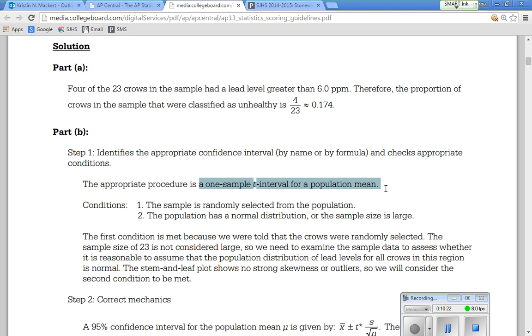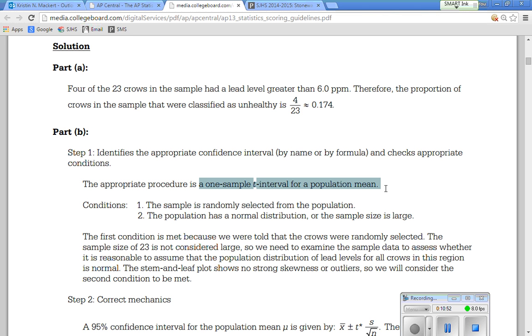All right. There were two conditions for a t interval. Random selection. Does it say that it was randomly selected? I think it does. And we have to check the nearly normal condition. Notice what condition they're missing. The sample size is less than 10% of the population, right? They didn't even ask to check that. If you did, that's great. But you had to check for both of these. Interesting. Nearly normal, or the sample size is large.